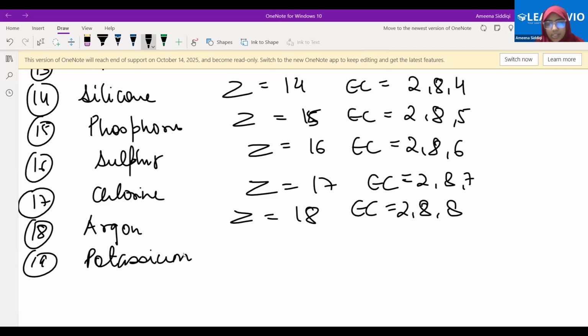First of all, what is the symbol for potassium? Potassium is K. The atomic number will be? 19, ma'am. Just 1 second.